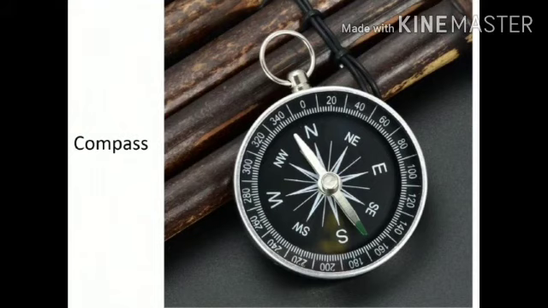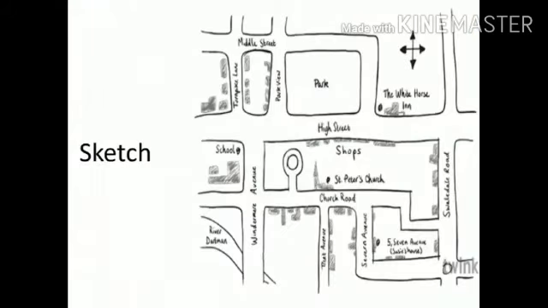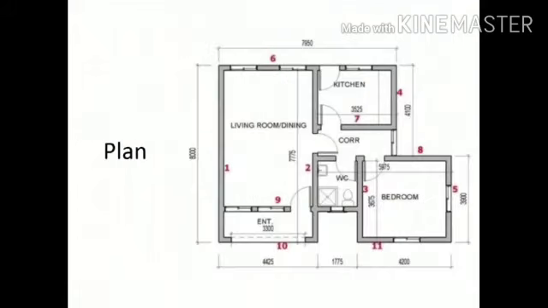Sketch. A drawing based on a memory is called a sketch. It is not made to scale. A sketch map is useful when you need to show directions to your house, to your friend. Plan. Drawing of a small area on a large scale is called a plan. Architects usually make plans to show the layout of the house.